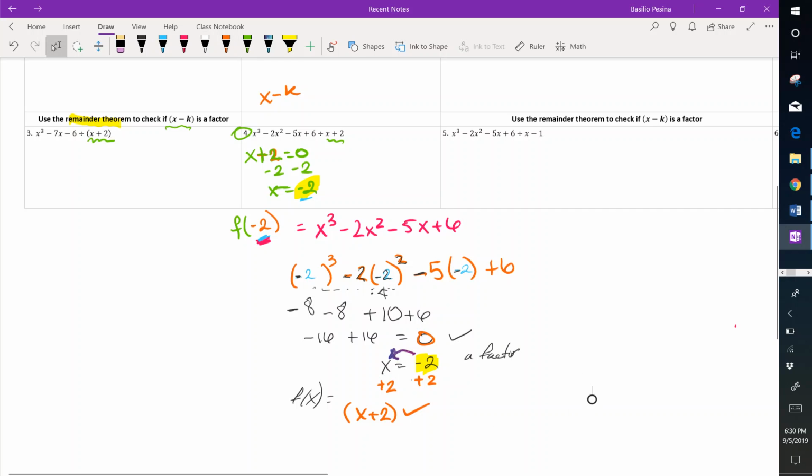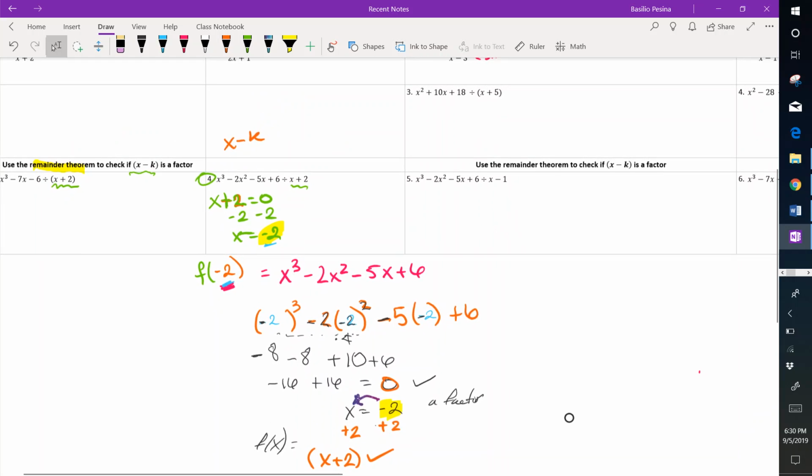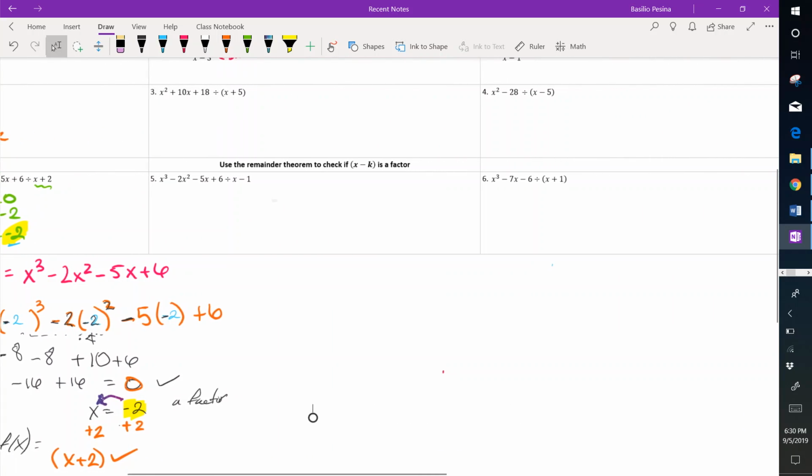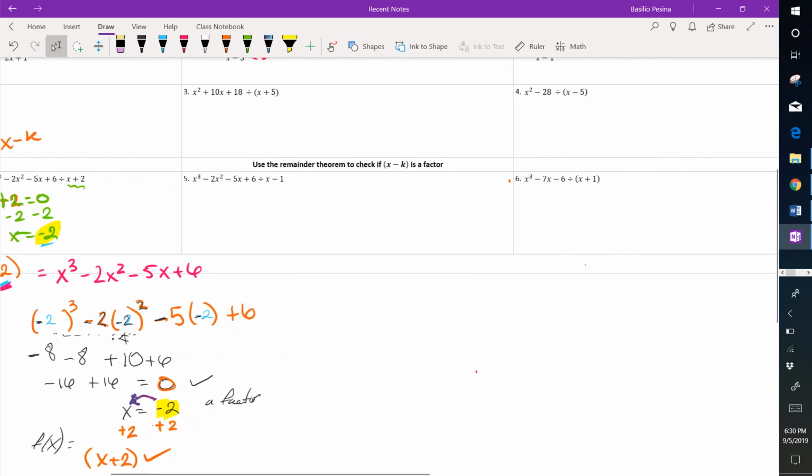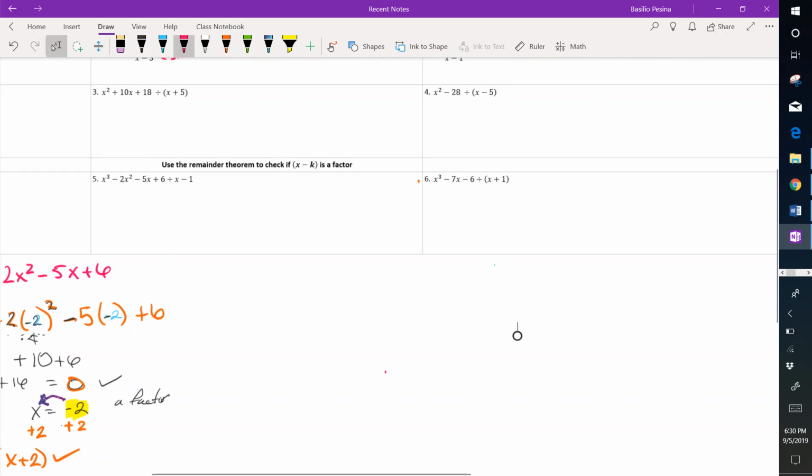Let's do this the same way over here, and let's do this one. Number 6, the same idea occurs. We have here x plus 1 could be a factor, we don't know that, but we can use the remainder theorem. So we set this equal to 0 that I got from over here. That gives me that x is negative 1.